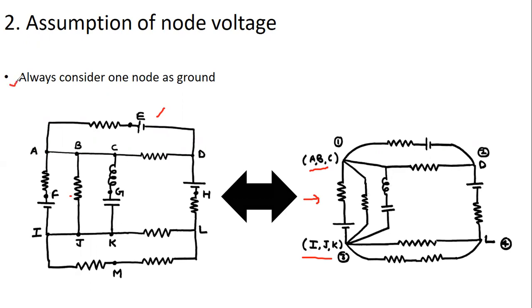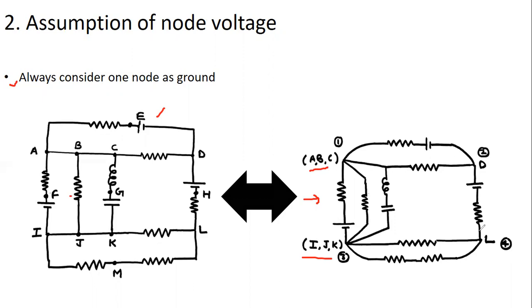First, always consider one node as the ground. Why is one node the ground? Because we have to define the potential of every node, and we are just considering the potential difference. So by considering one node as ground, you reduce one equation. In nodes 1, 2, 3, 4, any node you can choose as the ground. So only 3 equations are required to solve the problem.